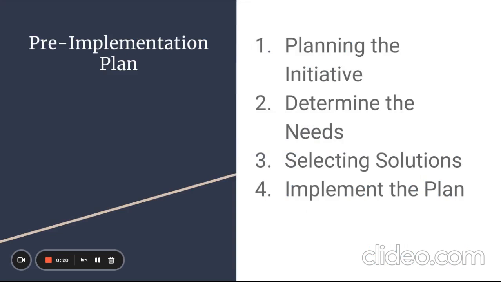technology implementation plan, and I've split this up into what I like to call the pre-implementation plan and the post-implementation plan. And we're just going to take a quick glance at those 8 steps now. So first, we will be planning our initiative, determining the needs for this initiative, selecting solutions that will address those needs, and then implementing the plan.